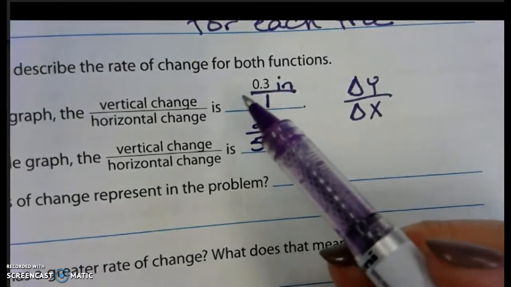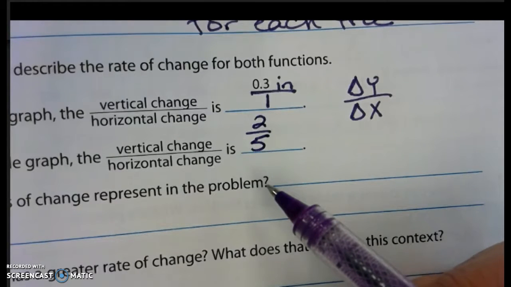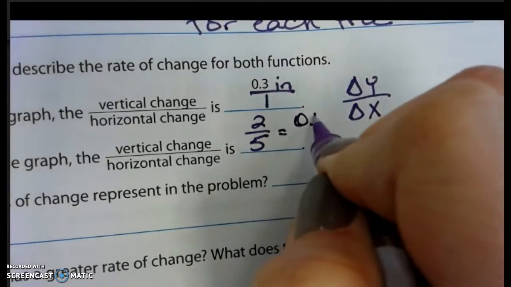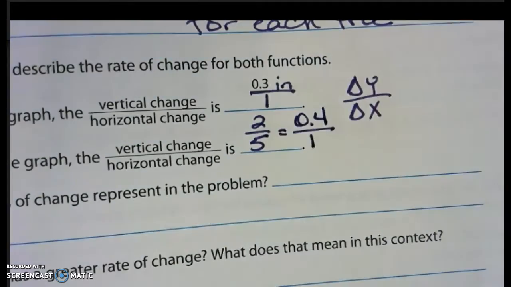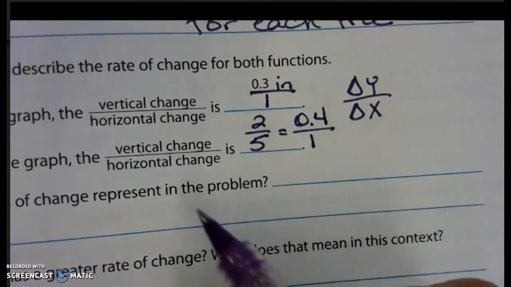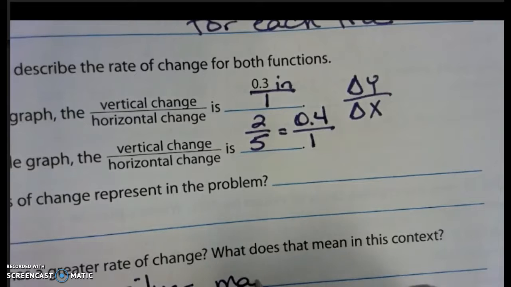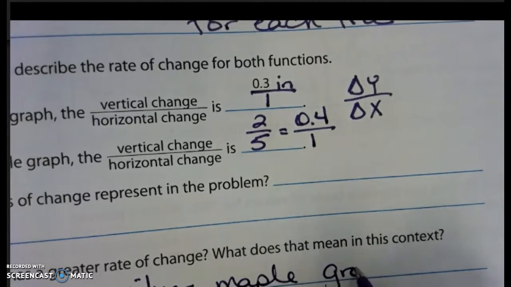Now, we don't want to compare a decimal to a fraction. We need them in the same format. If I divide 2 by 5, I get 0.4 over 1. Now I can compare my trees. The red maple is growing 0.3 inches. The silver maple is growing 0.4 inches. My silver maple is growing faster. The silver maple grows faster.